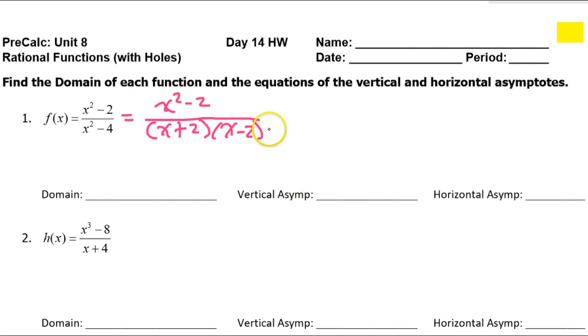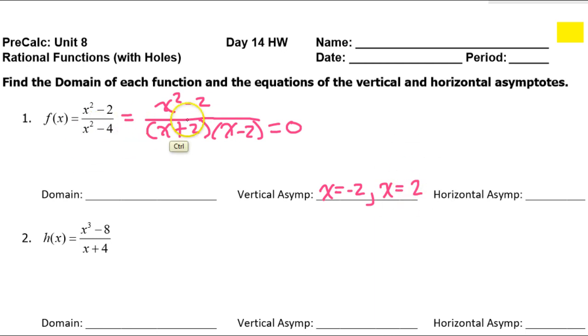Now, the vertical asymptotes come from setting the denominator equal to 0. So looking at the x plus 2, that would give me a vertical asymptote of x equals negative 2. Looking at the x minus 2, that would give me a vertical asymptote of x equals positive 2.